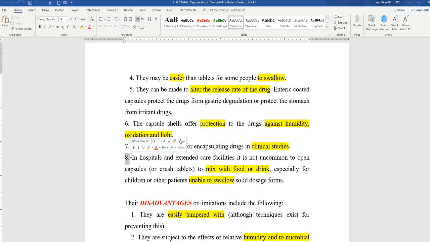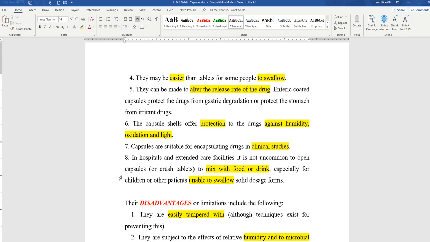Another good thing about capsules is that it happens frequently or commonly that in many cases in the hospital you will be required to prepare a liquid preparation from capsules or sometimes even tablets. So you'll prepare a liquid preparation, and in order to do that you will need to empty the capsule in a liquid or crush the tablet and then mix it or add it to a liquid preparation. You can also add it to food or drink.